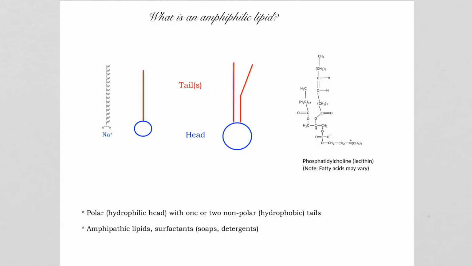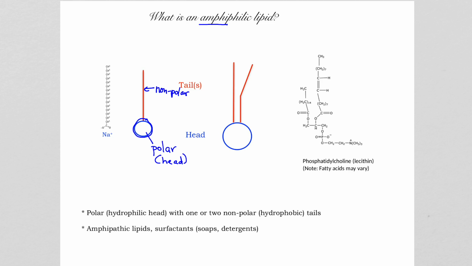So what is an amphiphilic lipid? An amphiphilic lipid is basically a lipid that has a polar hydrophilic head. We call this a head. So one part of the molecule likes water, we call that the head, and the other part of the molecule does not like water. It is non-polar or hydrophobic.